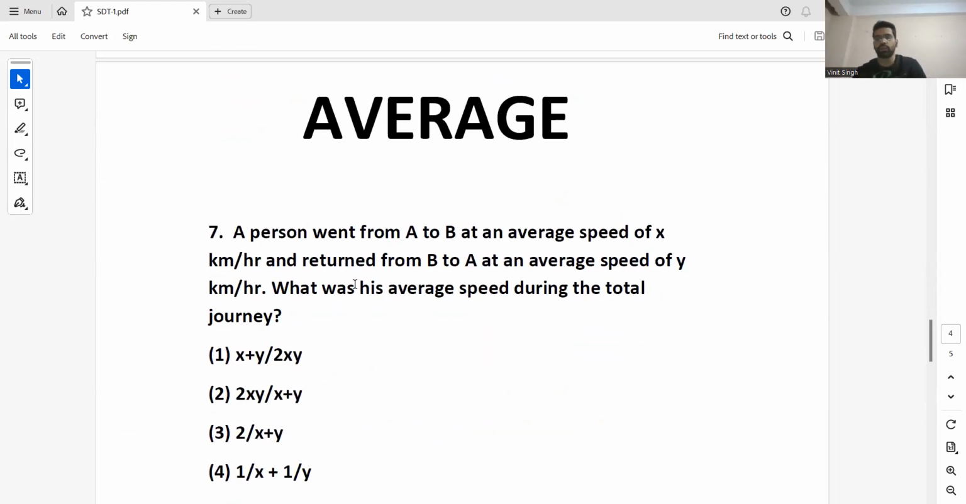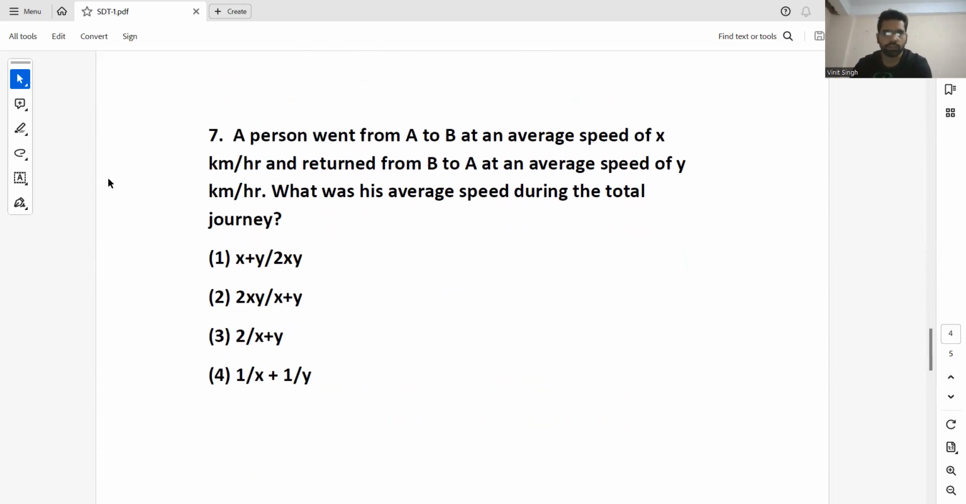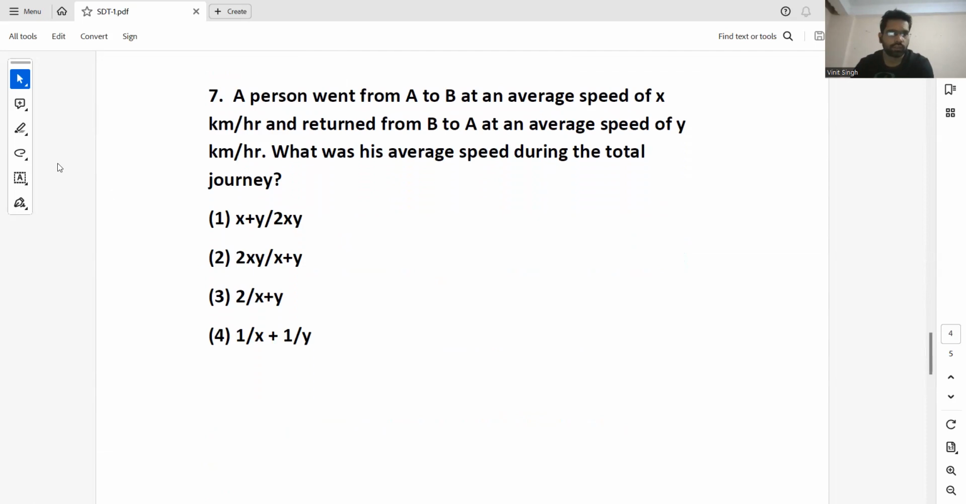Now, here the question is based on average. You have to find the average speed. A person went from A to B at an average speed of x kilometer per hour and returned from B to A at an average speed of y kilometer per hour. What is the average speed during the total journey? Now, if a man moves from A to B with a speed of x kilometer per hour and returns from B to A at the speed of y kilometer per hour, we have to find what will be his average speed.